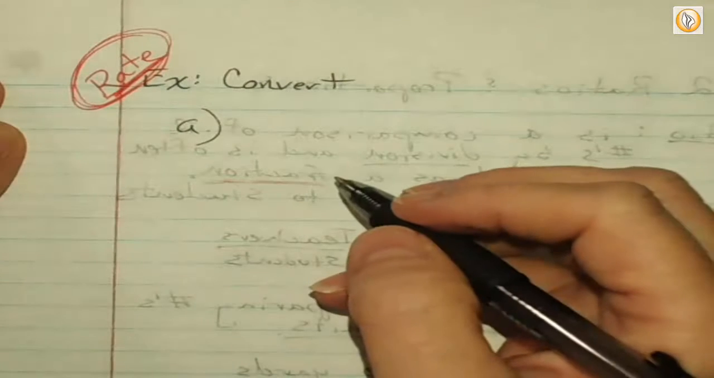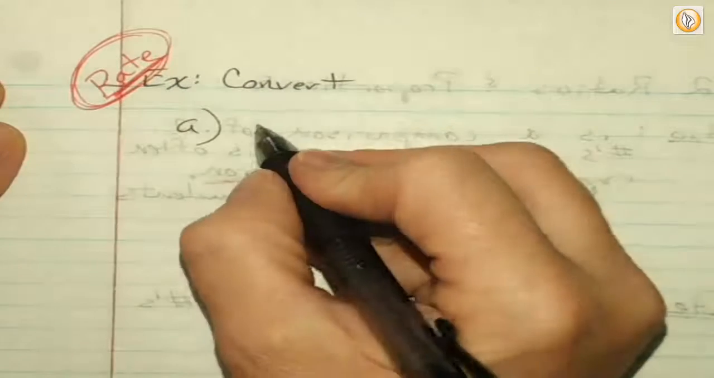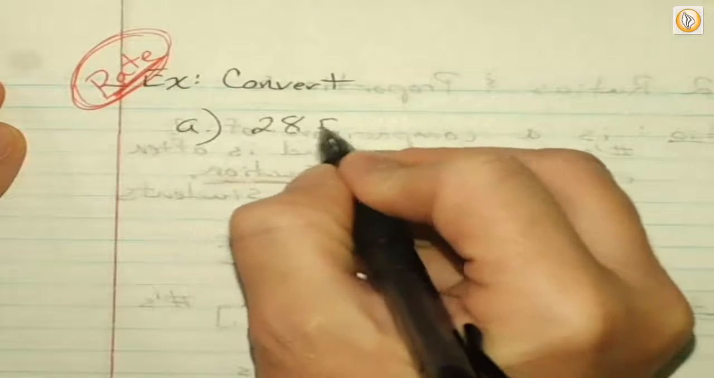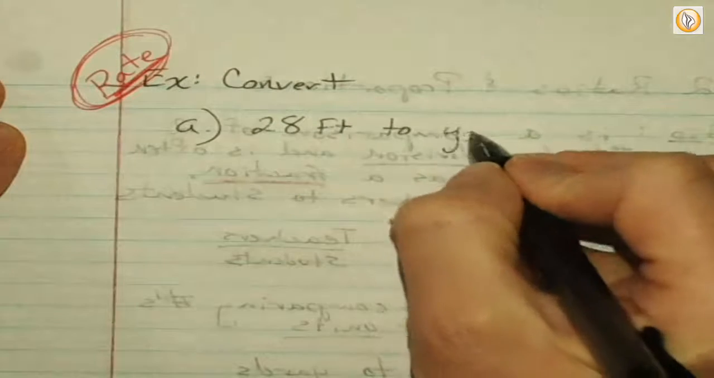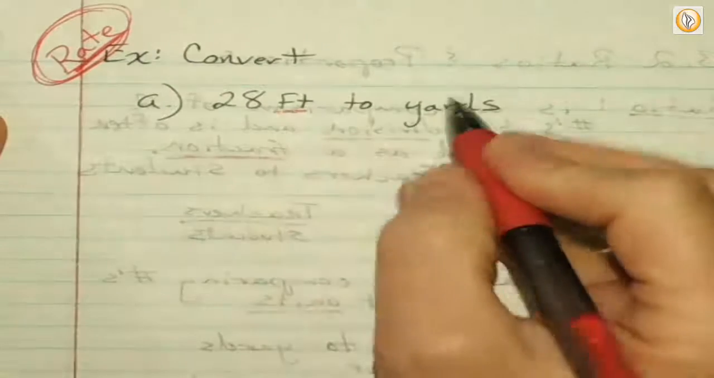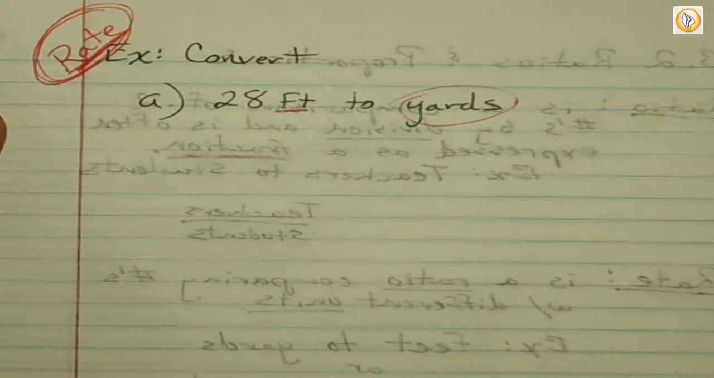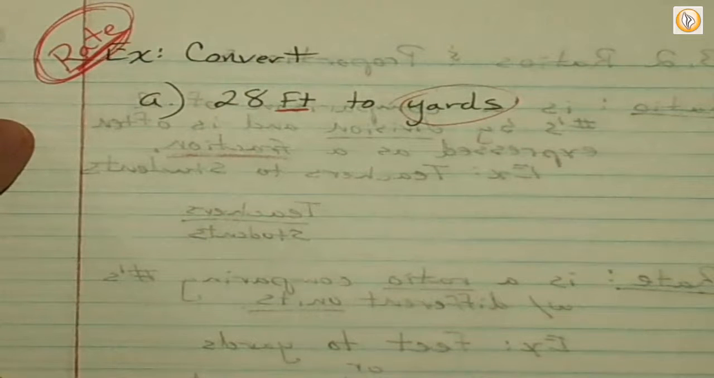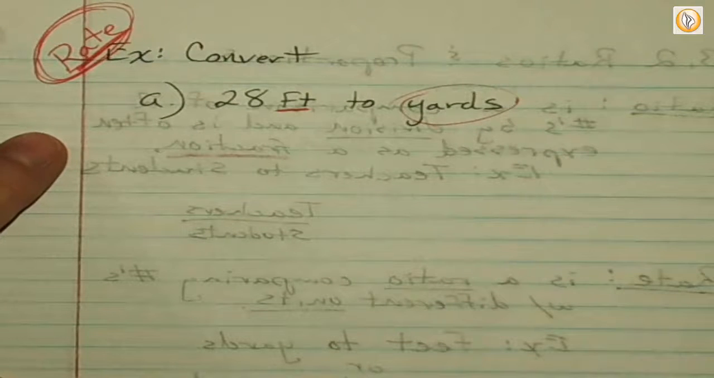Okay, so let's say the question in your book or your test says convert 28 feet to yards. So we're going from feet to yards. And yes, I know some of you can just do this in your head. There is a proper way of doing it. You choose whether you want to follow it. As long as you get the right answer, I don't care. If I start walking around and y'all are getting the wrong answer, I'm going to make you do it my way.